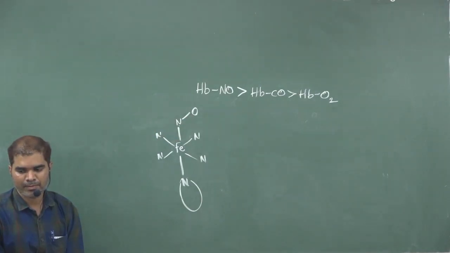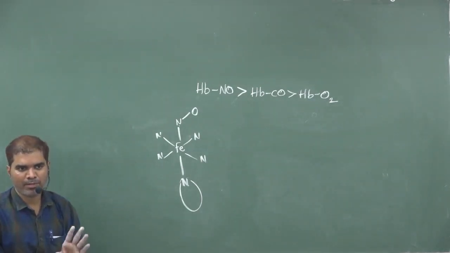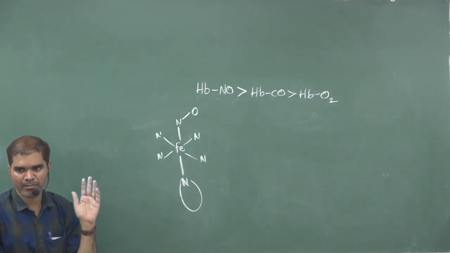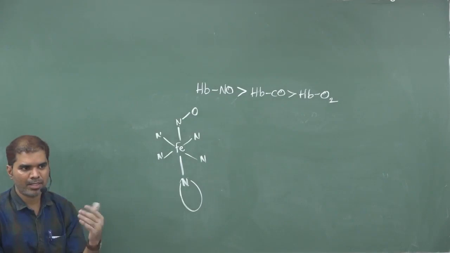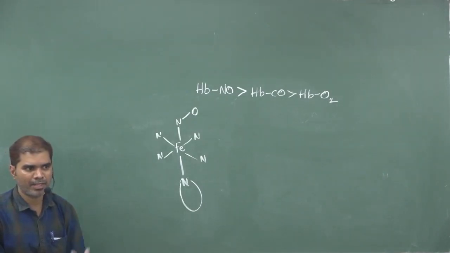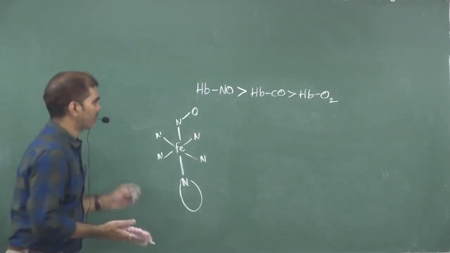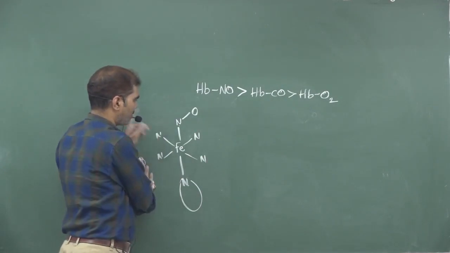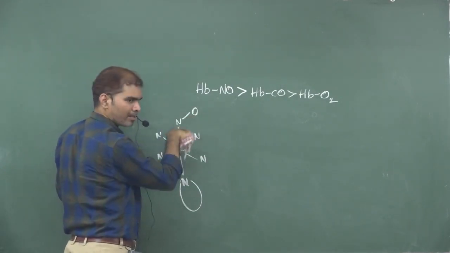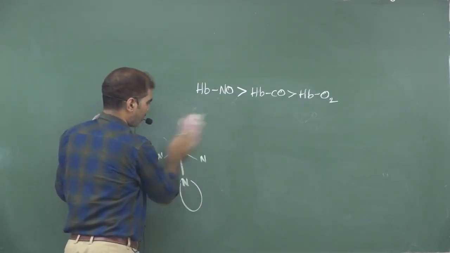Last point. Okay, so this is all about hemoglobin. Myoglobin, just 4 or 5 points, not more than that. Everything else is equivalent to hemoglobin. But just a few points that I'll give in the next class, then we'll continue with the other oxygen binding pigments. If you want, you can draw this. Simply nitrosyl, you put it bent. Okay? Put nitrosyl as bent.